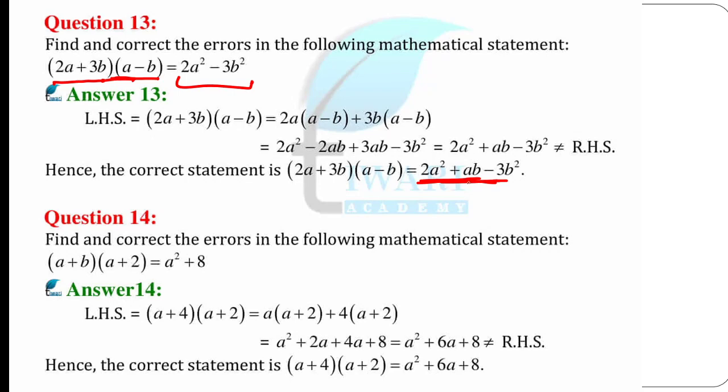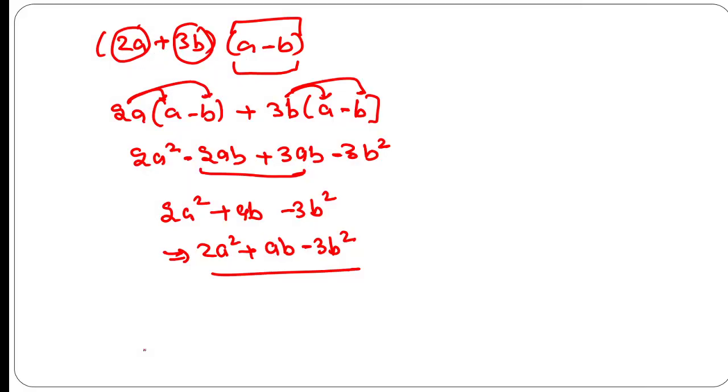So next is your question number 14. Question number 14 is again the same as this question, a plus b, a plus 2. So it is not a plus b, it is a plus 4. In the answer it is a plus 4. So this is a plus 4 into a plus 2. So we will solve this, a plus 4 into a plus 2.